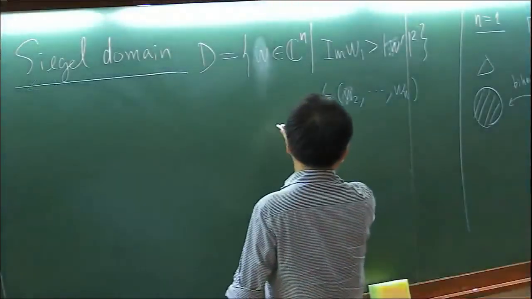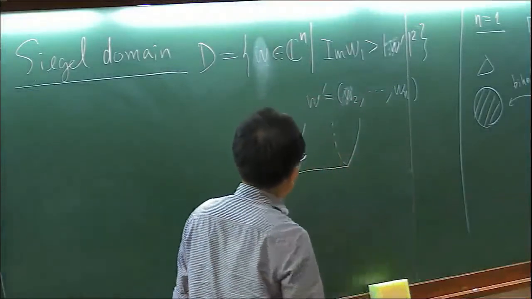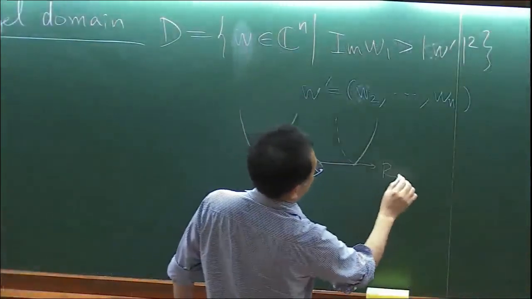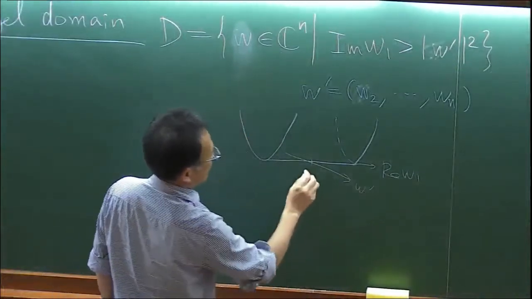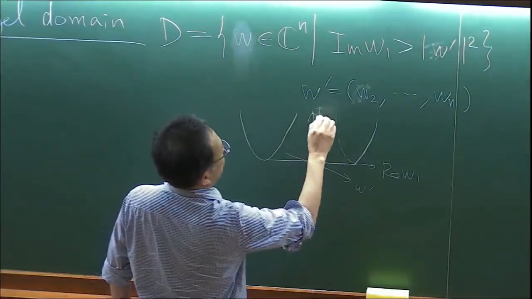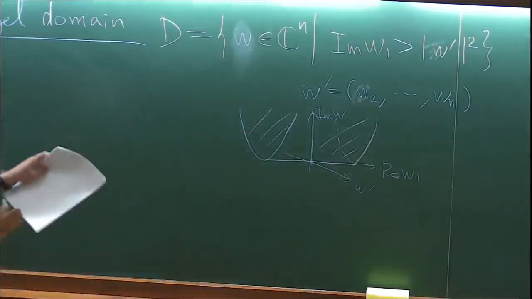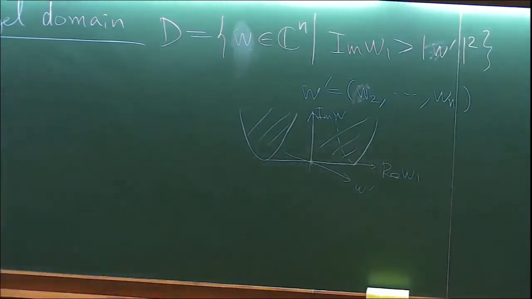So it's not strongly convex because it contains a line in this direction. This should be the real part of W1, and maybe this is the direction of W prime, and this is the direction of the imaginary part. So this domain is curved with a line contained here. Okay, this is called the Siegel domain. This is biholomorphic to the ball. So this is the ball.